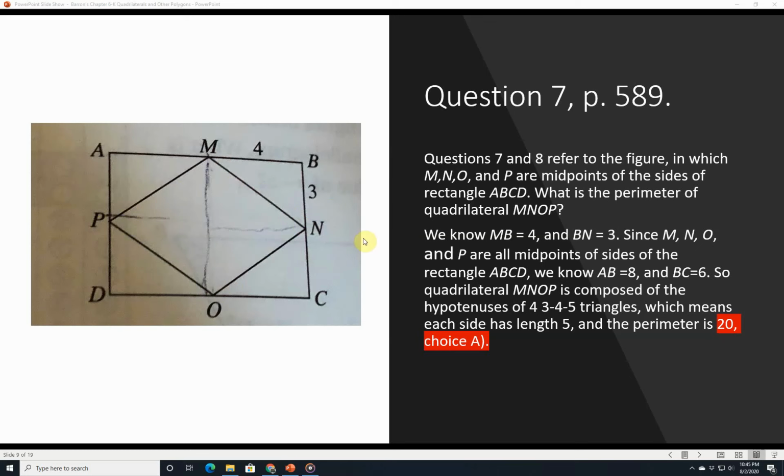Of course, the square root of 25 is 5. You should be able to figure that out in your head very quickly. If you can't, know your squares. If it's on the calculator section and you have that problem, use your calculator. Anyway, that means each side has length 5, so 5, 10, 15, 20, or just 4 times 5 is 20, which is choice A.